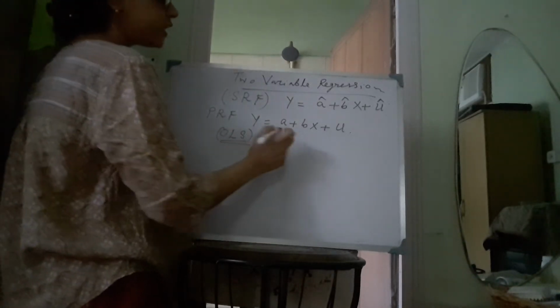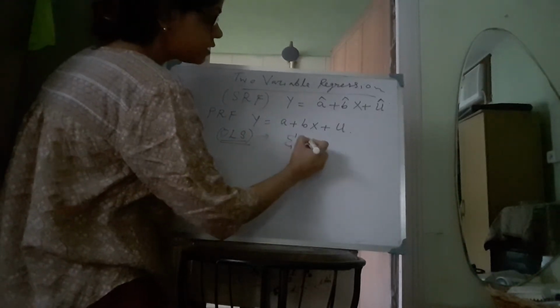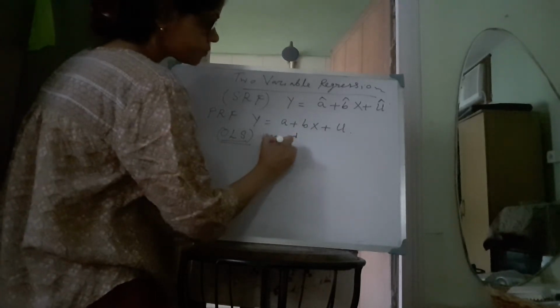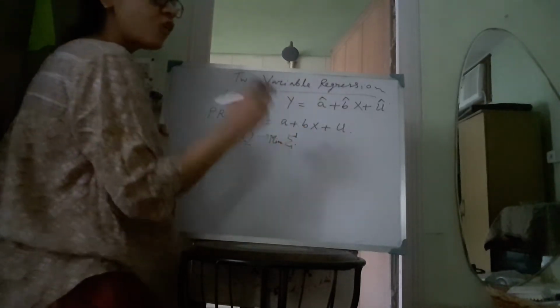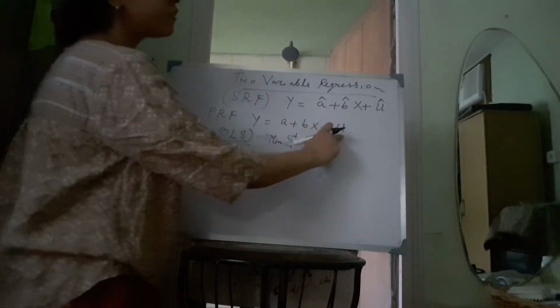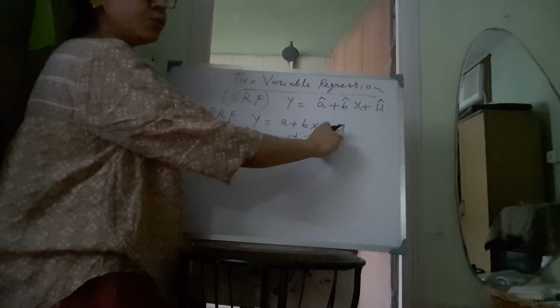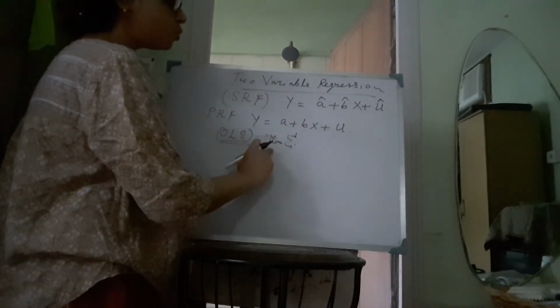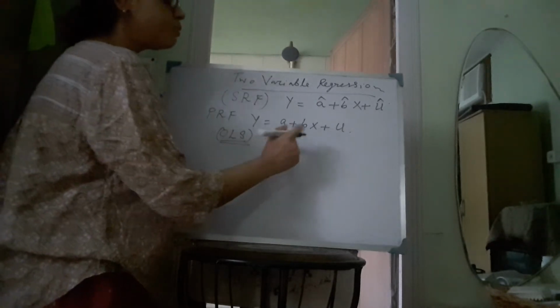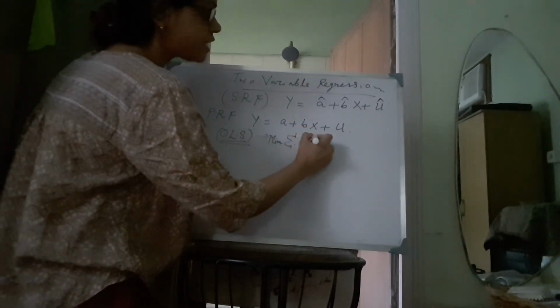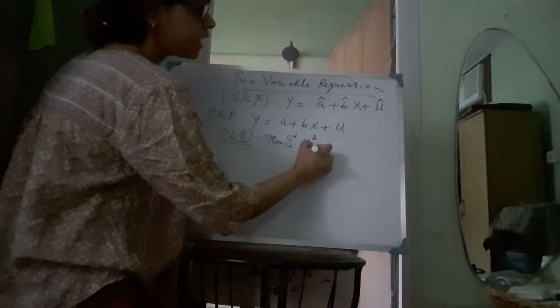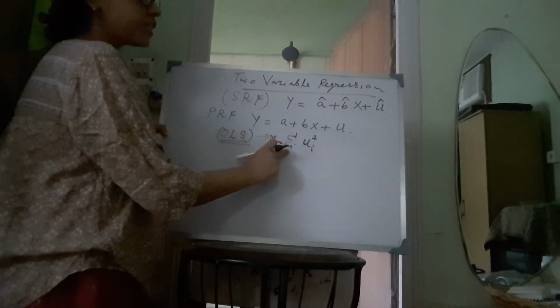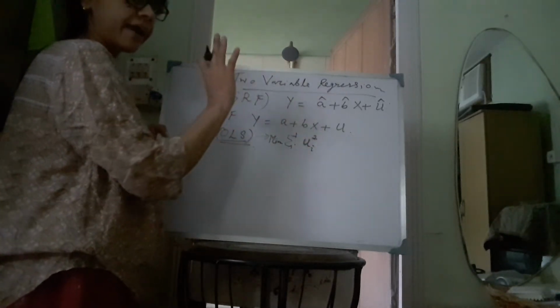Now what is OLS? In OLS we basically minimize the sum of the squares of the error term. Now what is our error term? Our error term is this U. So by OLS we are trying to minimize the sum of the squares of the error term. We are trying to minimize the summation of ui square.